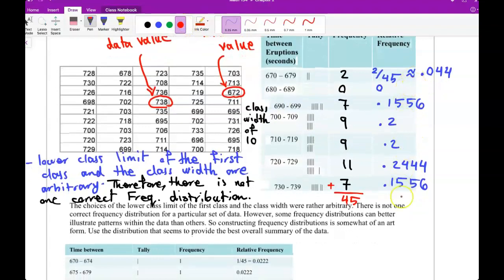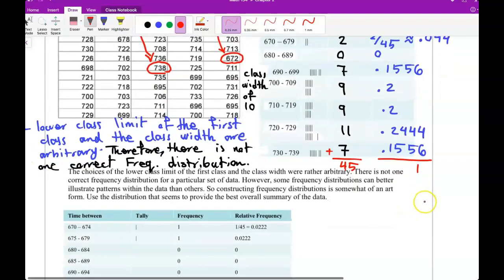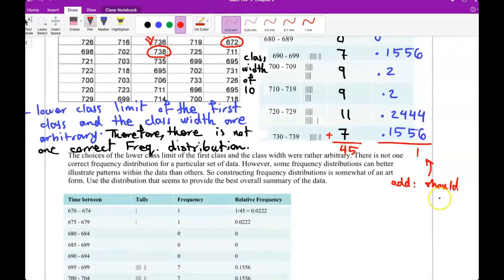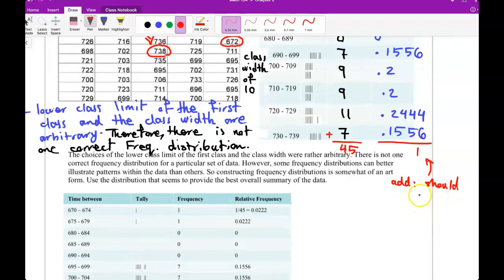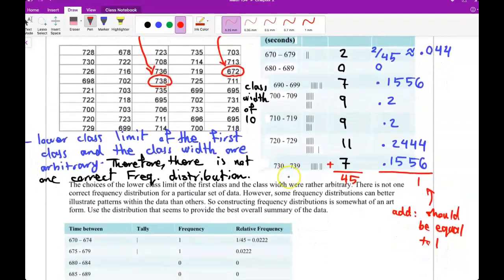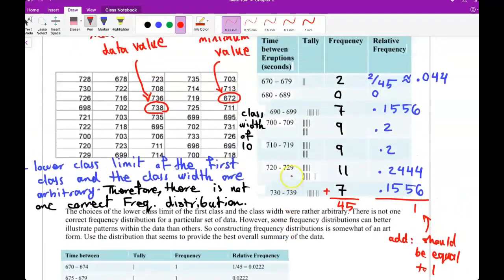And if you try to add all these numbers, it should be equal to 1. So that is 1. Adding those numbers should be equal to 1 or very close to 1.